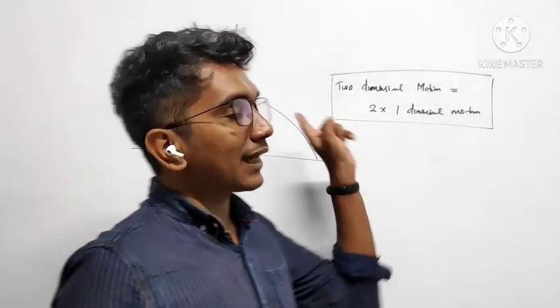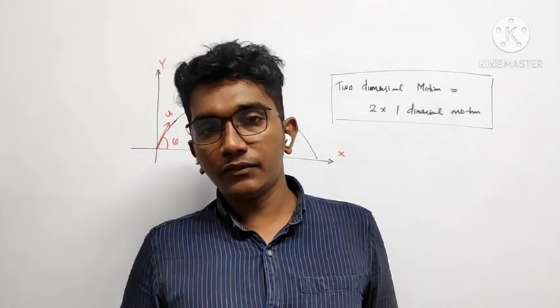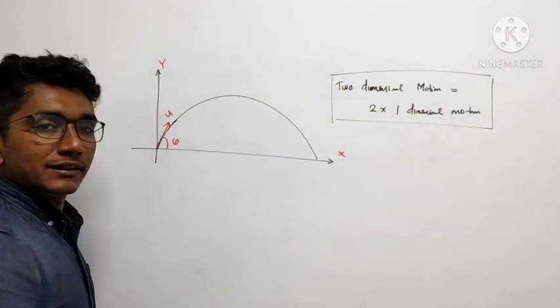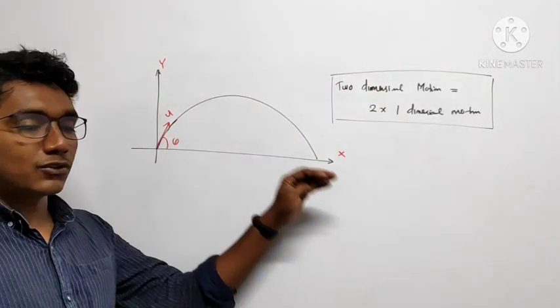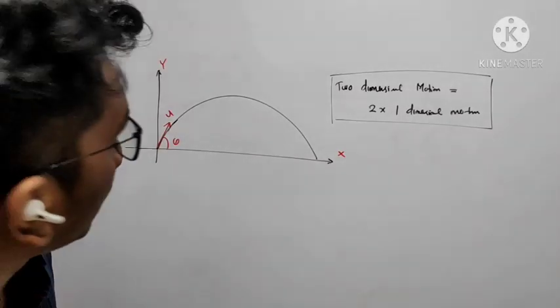And why do we take it like this? Because one-dimensional motion we have already studied. We already know what one-dimensional motion is. That is why we take it like this. So we consider it as two one-dimensional motions. How do we consider it like that? It's very simple. Look at this.